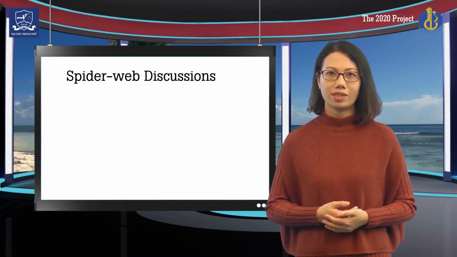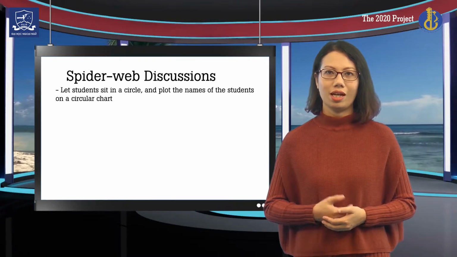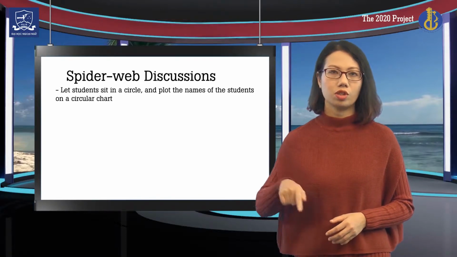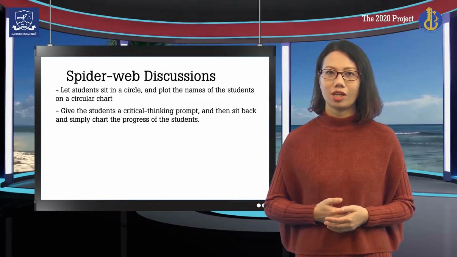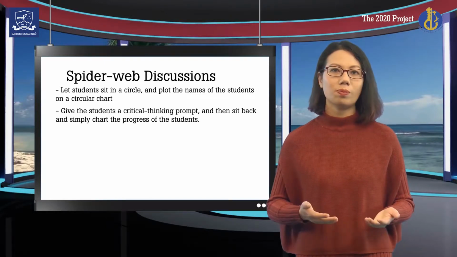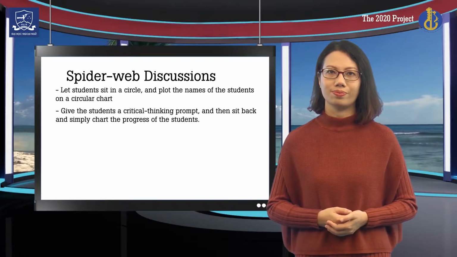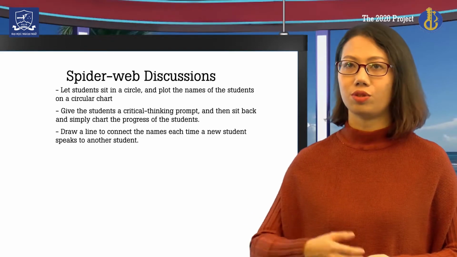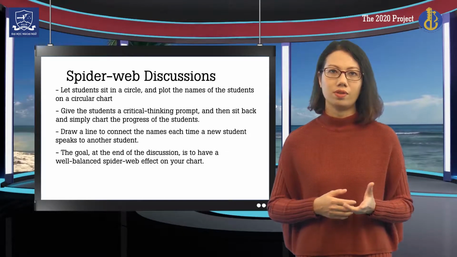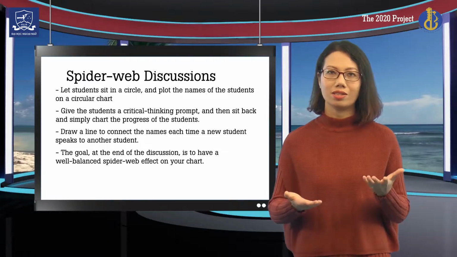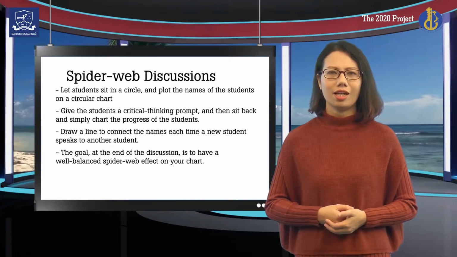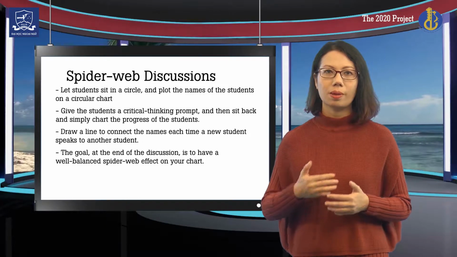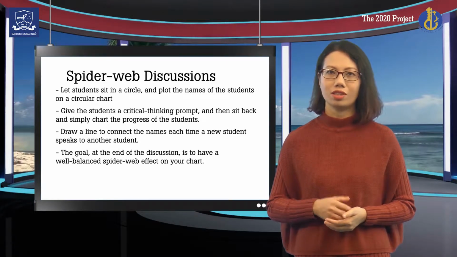The use of spiderweb discussions is one of my favorite tools. Let students sit in a circle and plot the names of the students on a circular chart. Give the students a critical thinking prompt and then sit back and simply chart the progress of the students. Draw a line to connect the names each time a new student speaks to another student. The goal at the end of the discussion is to have a well-balanced spiderweb effect on the chart. If the chart looks like that well-balanced spiderweb, all students pass the discussion. If not, the group does not pass.